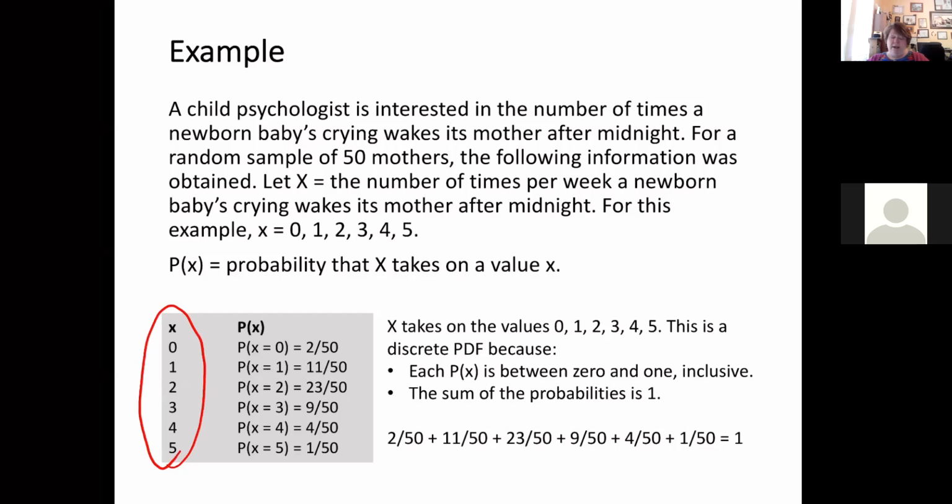So what we see here is the probability that the random variable takes on the value of 0, or that the baby didn't wake the mom up. Well, 2 mothers out of the 50 said that the baby never woke them up after midnight during the week. So the probability that X takes on the value of 0 is 2 out of 50. That's its relative frequency. 2 out of the 50 said that the baby didn't wake them up. So this is the relative frequency.